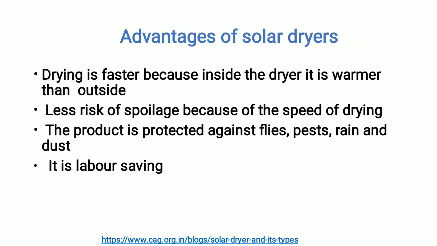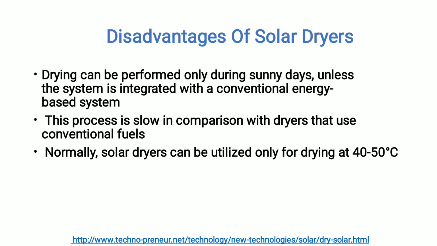Now comes the advantages of the solar dryers. Drying is faster because inside the dryer it is warmer than outside. Less risk of spoilage because of the speed of drying. The product is protected against flies, pests, rains, and dust, and it's labor saving.